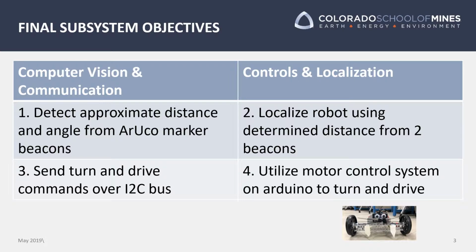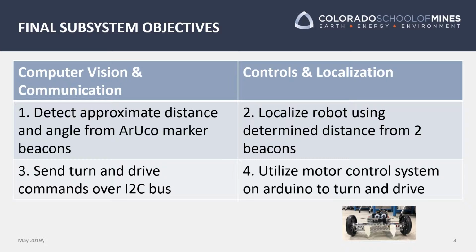Aruco markers are small, distinct square images that contain many smaller squares that are black and white. Aruco markers have very distinguishable patterns that cannot be easily found in normal environments. In addition, Aruco markers have an easy-to-use computer vision library which can help us determine distances and angles from the robot to the beacons.